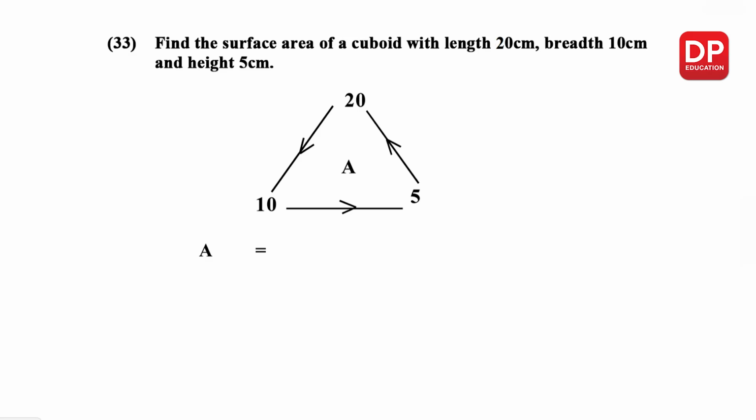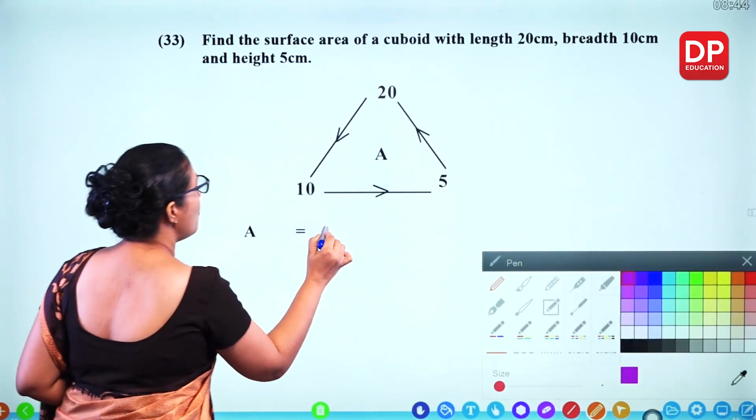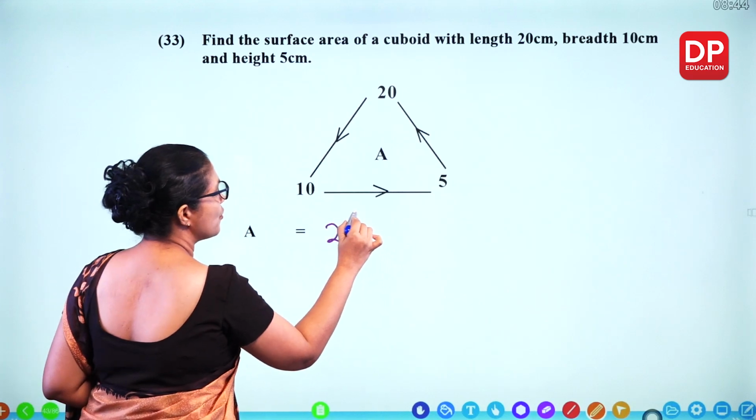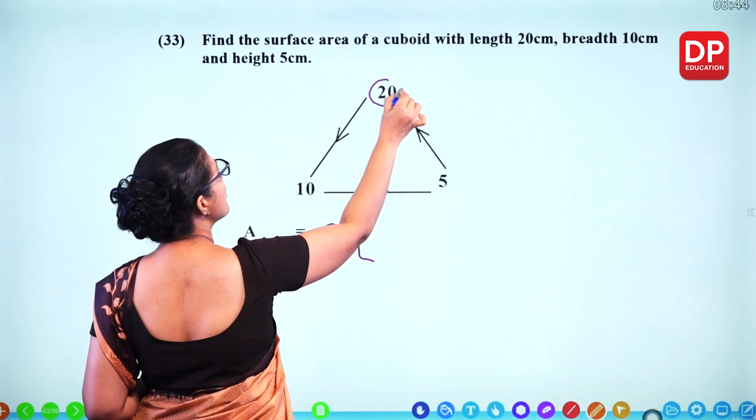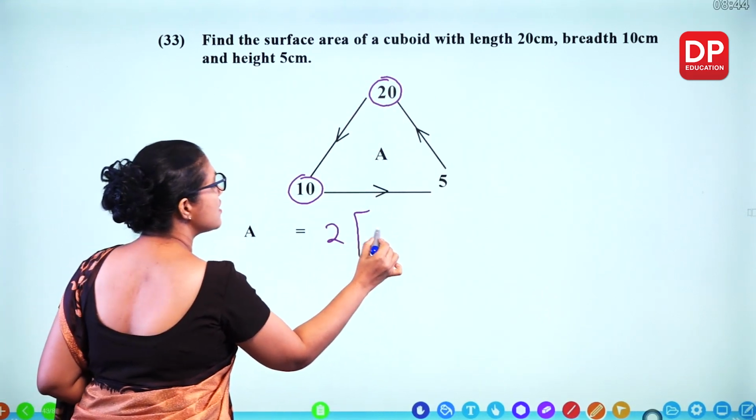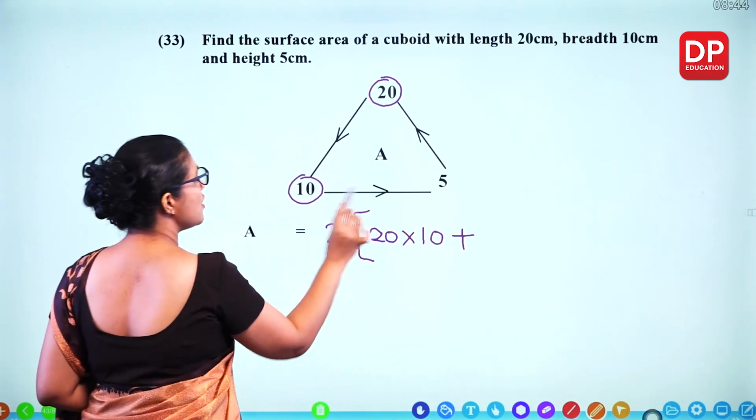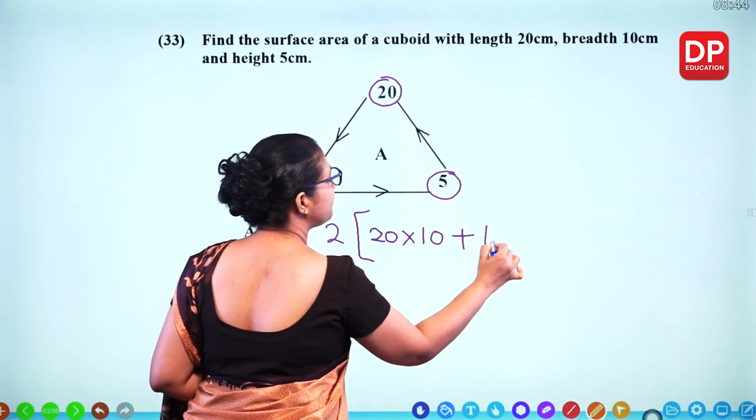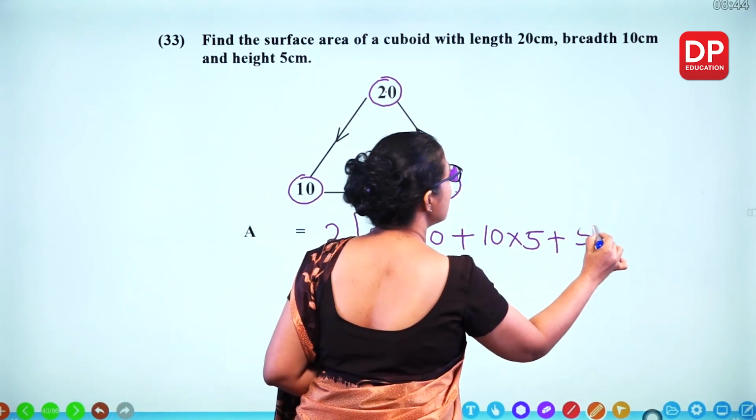Now we'll find the surface area of a cuboid with length 20, breadth 10 and height 5 using that method. So you write length, breadth and height like that. We can write 2 first and then put a bracket. Then starting from length or any place, this and this, 20 times 10, plus now these two, 10 and 5, and these two, 5 and 20.